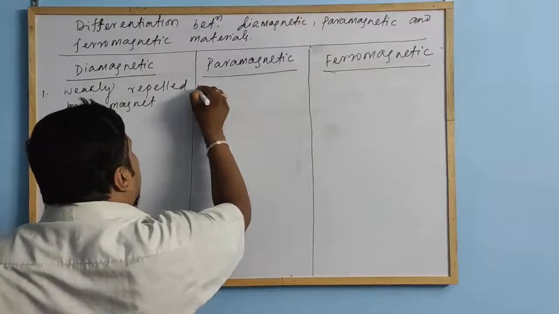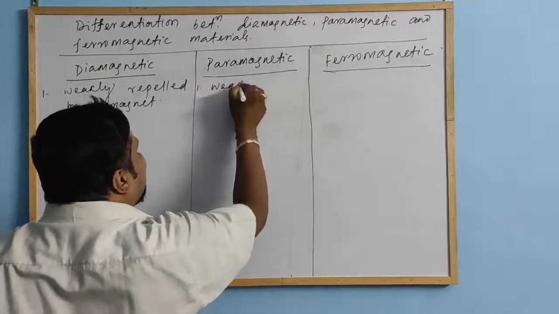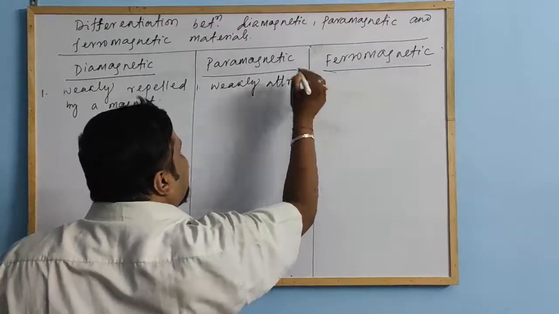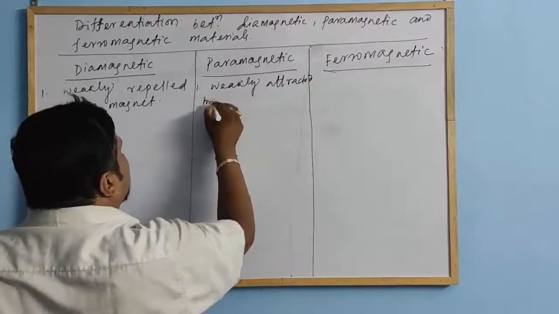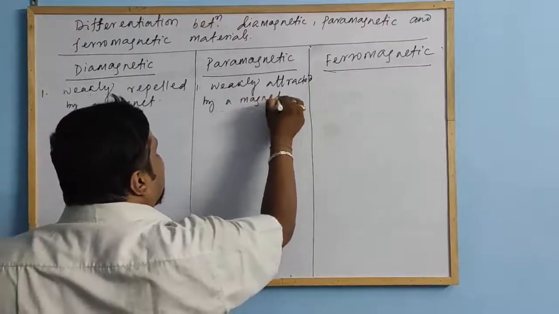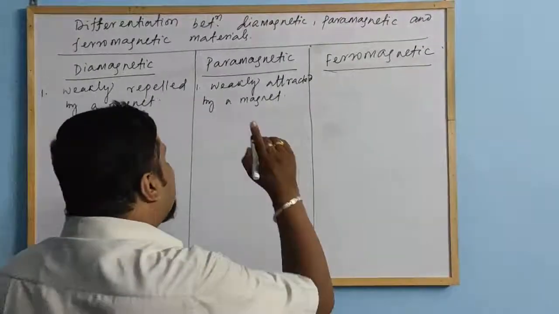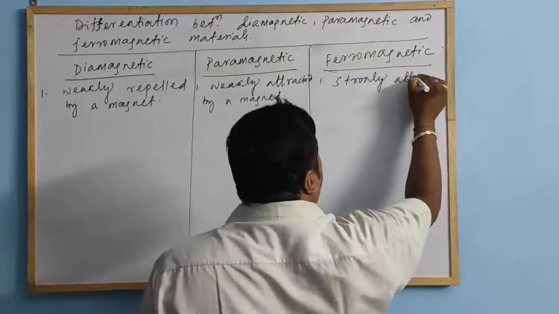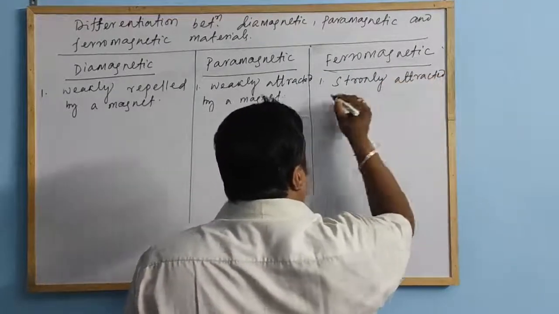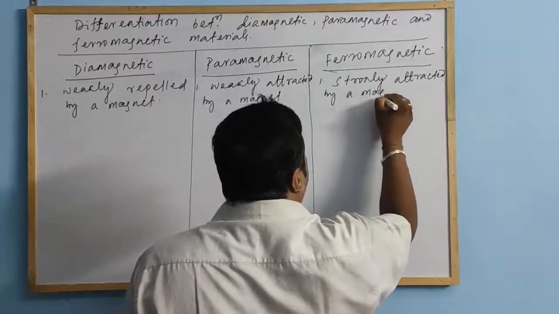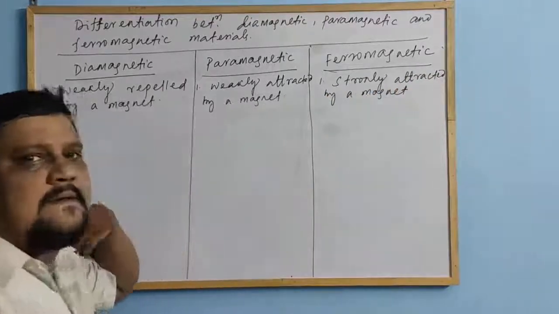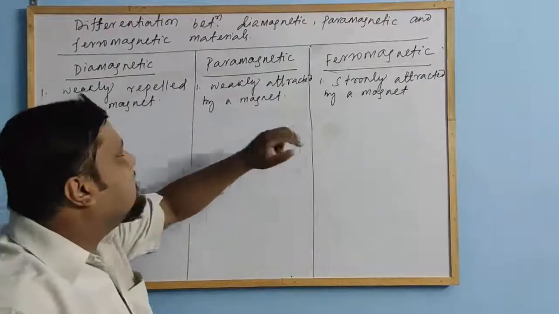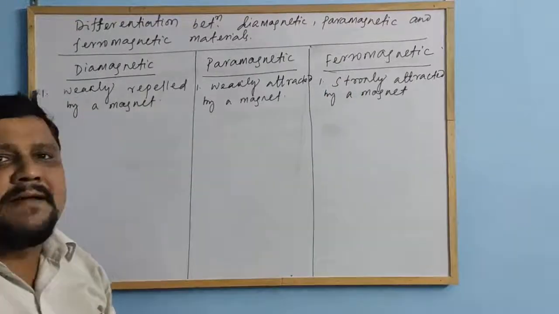And in case of para, they are weakly attracted. They are attracted, but weakly attracted by a magnet. But in case of ferromagnetic material, they are strongly attracted by a magnet. So that is the first difference. So dia weakly repelled by a magnet, para weakly attracted by a magnet, ferro strongly attracted by a magnet. Number two.